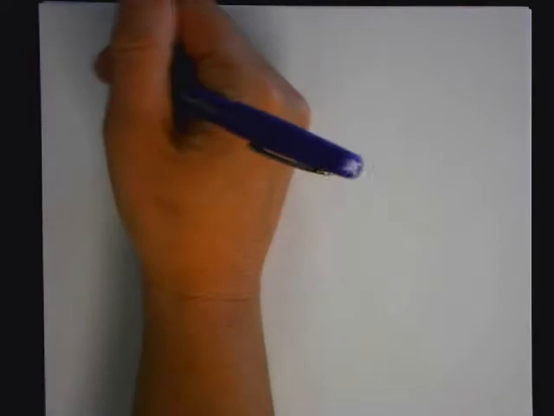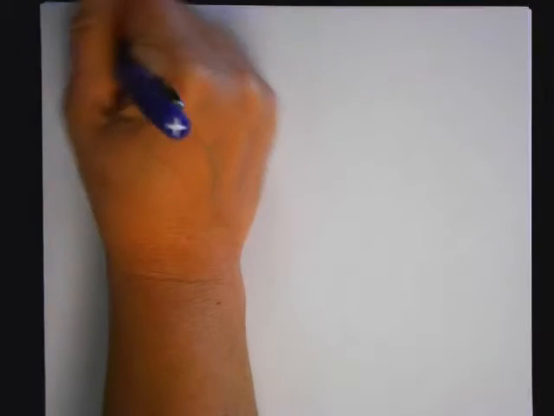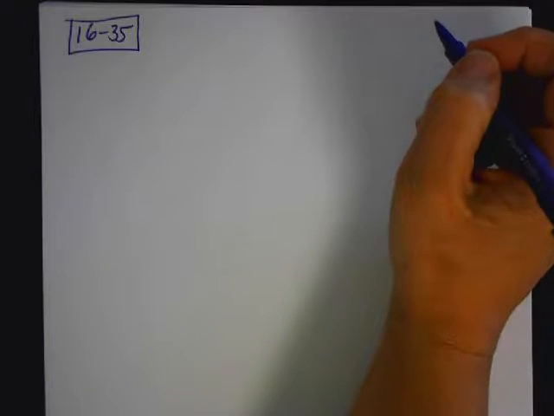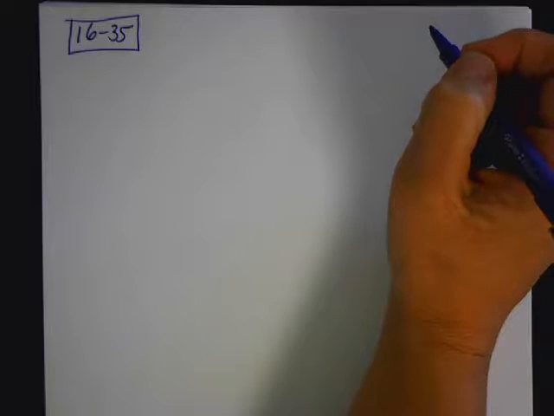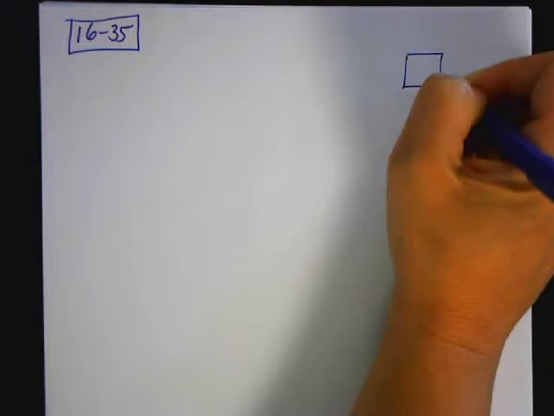Okay, we're going to do 1635. It says determine the apparent weight. So when we look at our free body diagram, it says for a 60 kilogram person riding in an elevator, there are different scenarios. So here's the elevator.